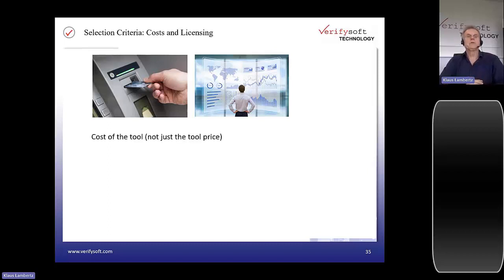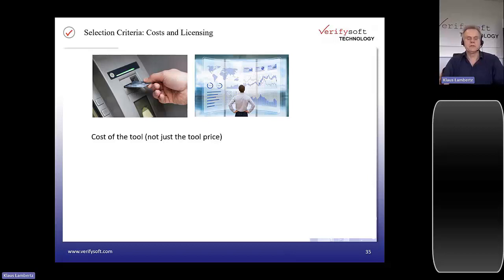When I speak about the cost of the tool, it's not just the tool price. It's also the cost of installing and familiarization with the tool. It's the cost of handling of the tool. When the results are presented in a bad manner, you will spend a lot of time to understand them. All this is time. Time is money. So you should check this.